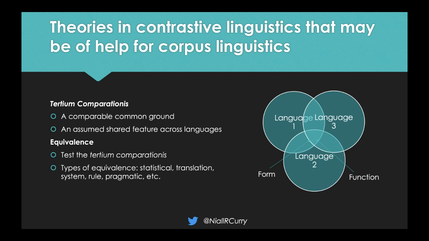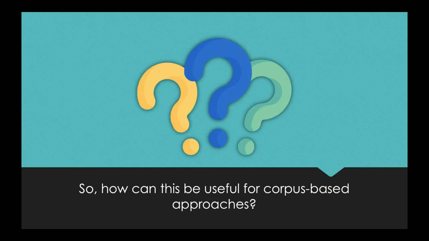So with this in mind, what I thought about was how can we bring together notions of corpus pragmatics, notions from corpus linguistics, and notions from contrastive linguistics to help us address this functional approach in corpus-based approaches.